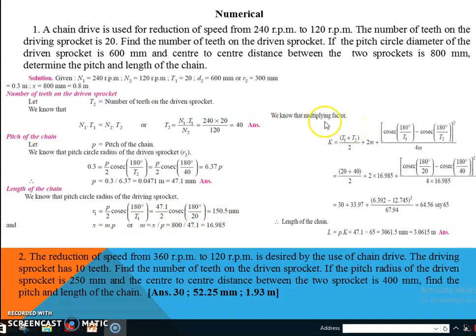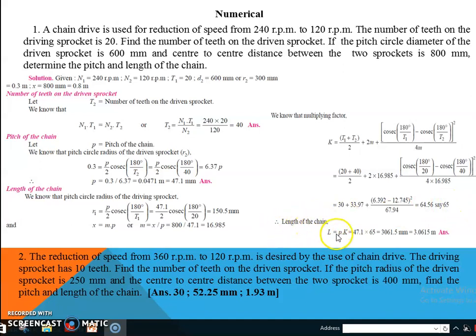Then we know the multiplying factor. The formula for the multiplying factor is K equals (T1 + T2)/2 + 2M + (cosec(180/T1) − cosec(180/T2))² divided by M. Substitute the values of T1, T2, M, etc. and get the value of K. After doing the calculation, we get K as 64.56. It is very important to round up this value to the next integer number. So we get K equals 65.